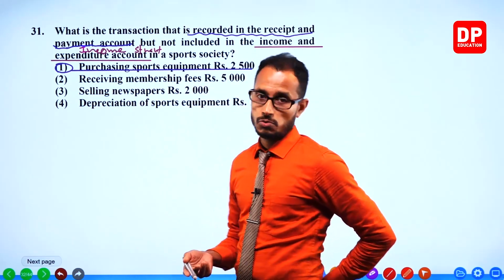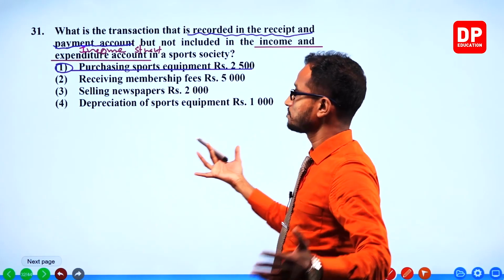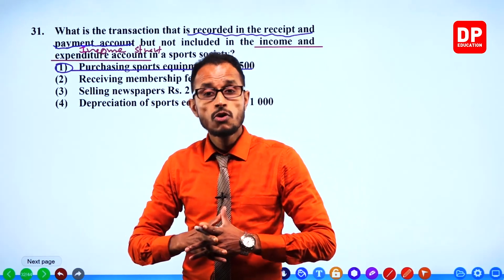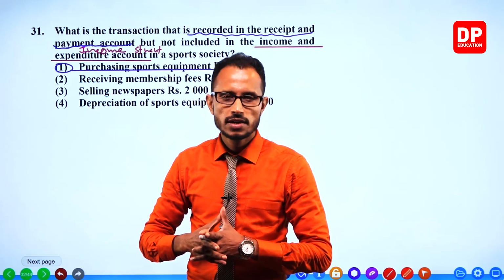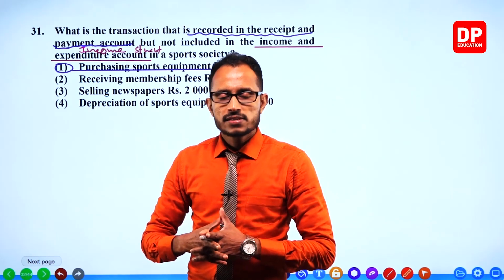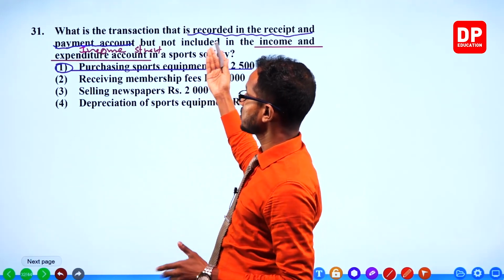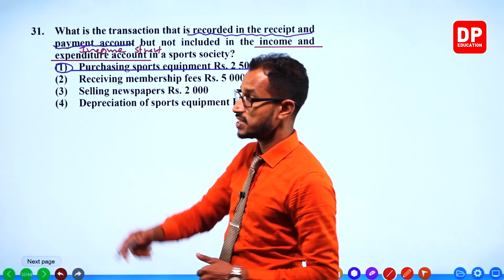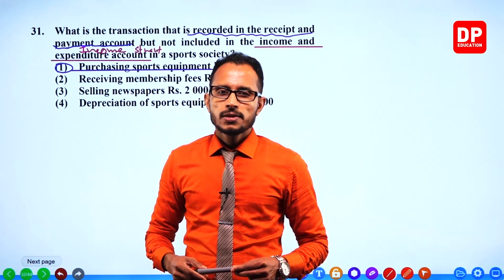Yeah, so these questions are from not-for-profit organizations, clubs and societies. Receipts and payments account, income statement. Here they say income and expenditure account, which is the income statement. Same thing, different name.